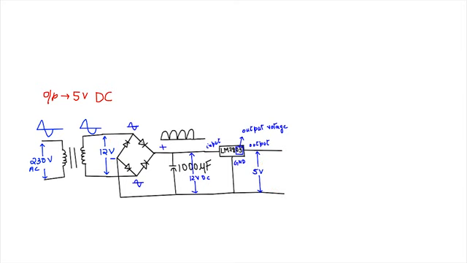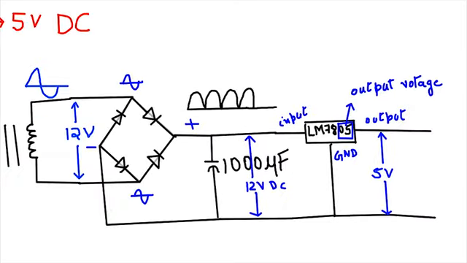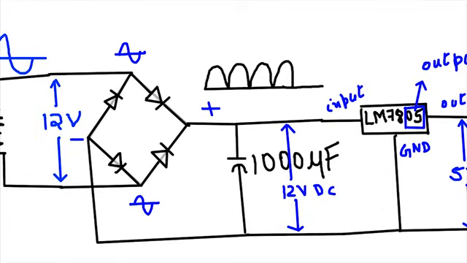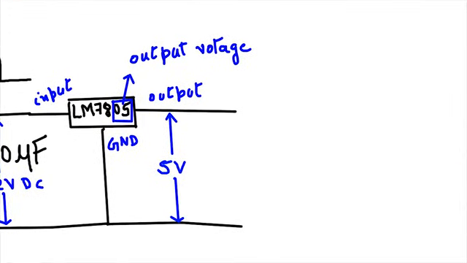Now the question is, why only 12 volts? Are there no transformers with other ratings between 5 and 12? The answer is yes, there are, and of course you can use them. But most of the time we prefer a 12 volt and sometimes 9 volt as well. So now we have a 5 volt output here.